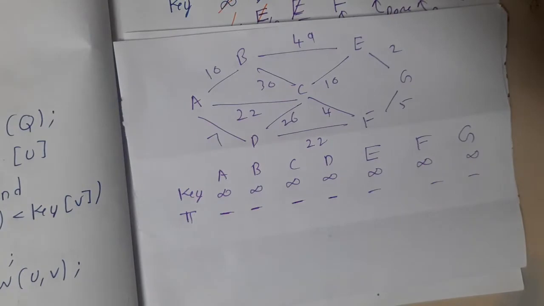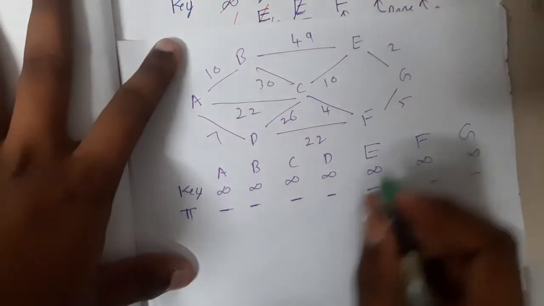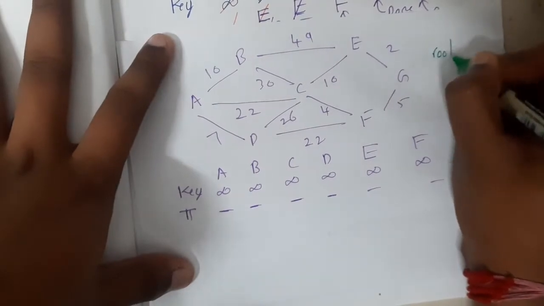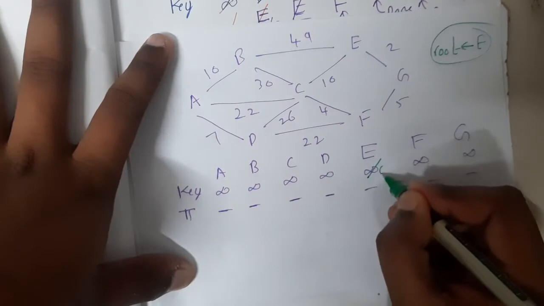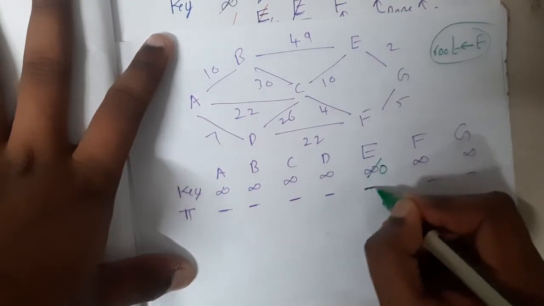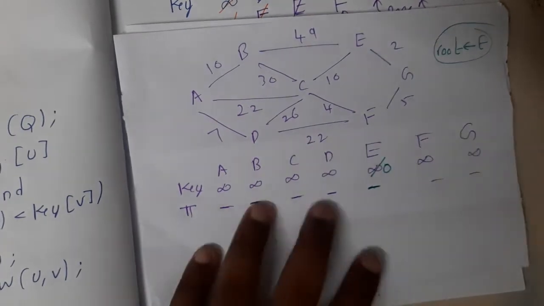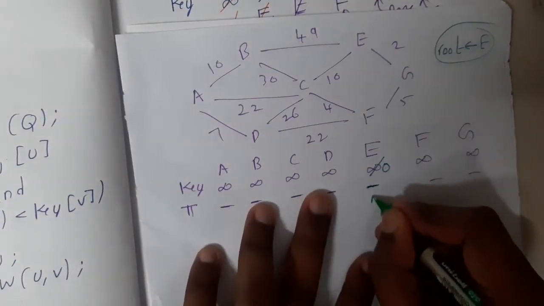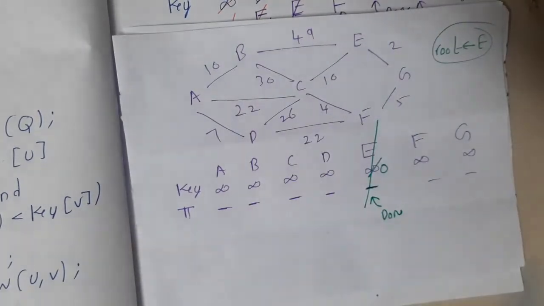Let me change the pen color so that it will be easy for us. The first step is that in the question they will tell you where to start. So assume the root given is E. At E, make the key 0 and the parent will be dash forever. Now first you finalize E because you have visited it, which means this is done. For easy understanding, I'm going to strike it off completely.